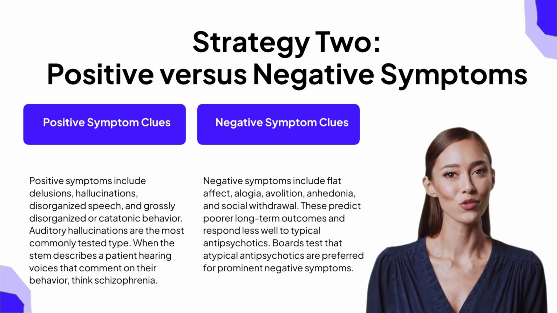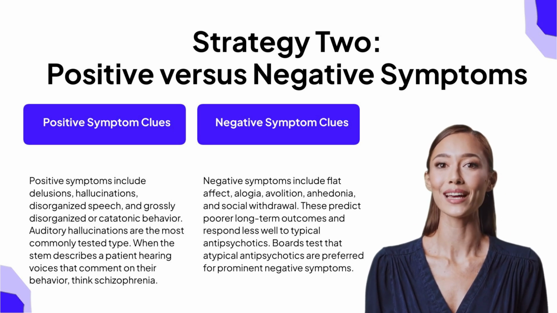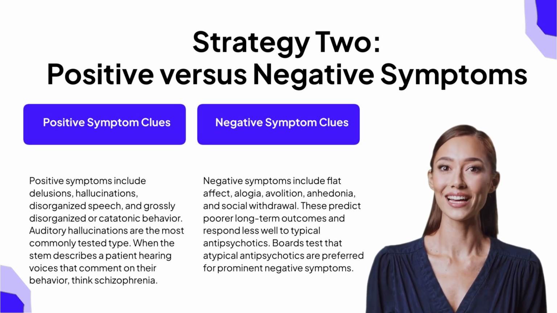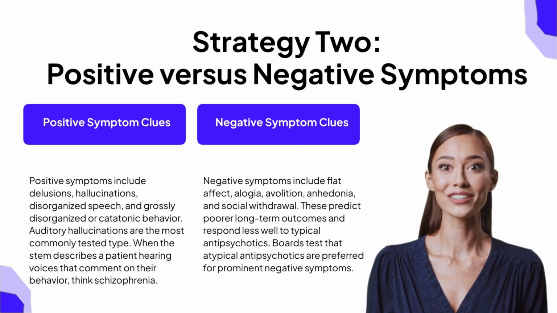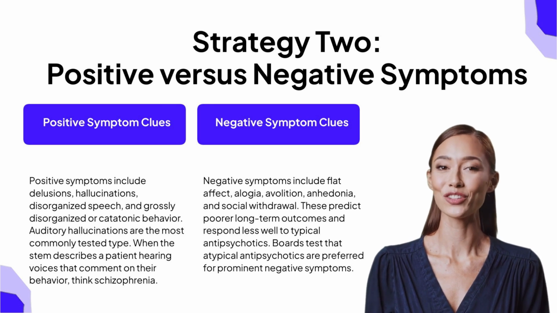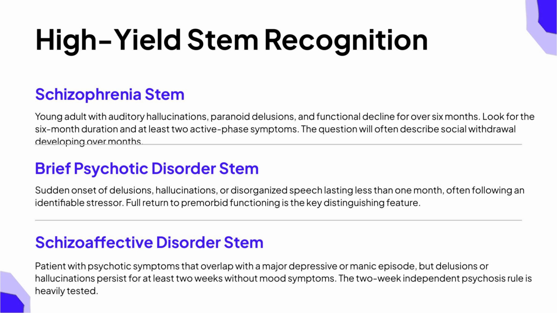Here is the high-yield board pearl. Negative symptoms predict poorer long-term outcomes and respond less well to typical antipsychotics. When the question describes a patient with prominent negative symptoms, the boards want you to choose an atypical antipsychotic as the preferred treatment. Now let us talk about recognizing the classic question stems for each disorder.